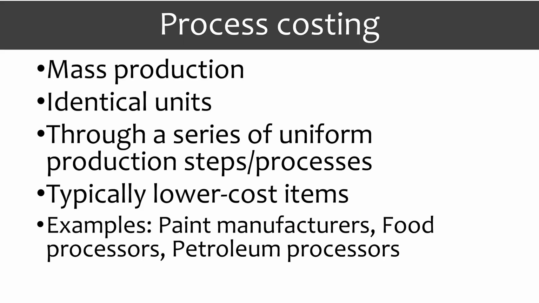So just as a reminder, process costing is used by companies that produce extremely large numbers of identical units through a series of uniform production steps or processes. Because each item is identical, in theory, each unit should cost the same to make. In essence, process costing averages manufacturing costs across all units produced so that each identical unit bears the same cost. Examples of companies that can use process costing are paint manufacturers, food processors, and petroleum processors.